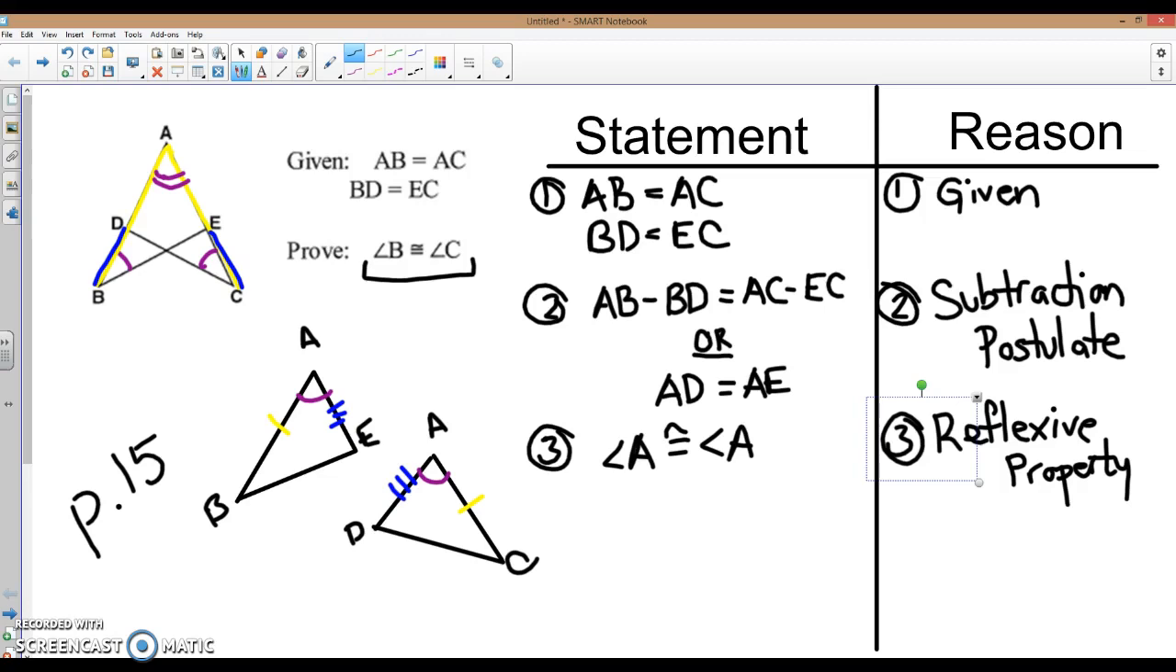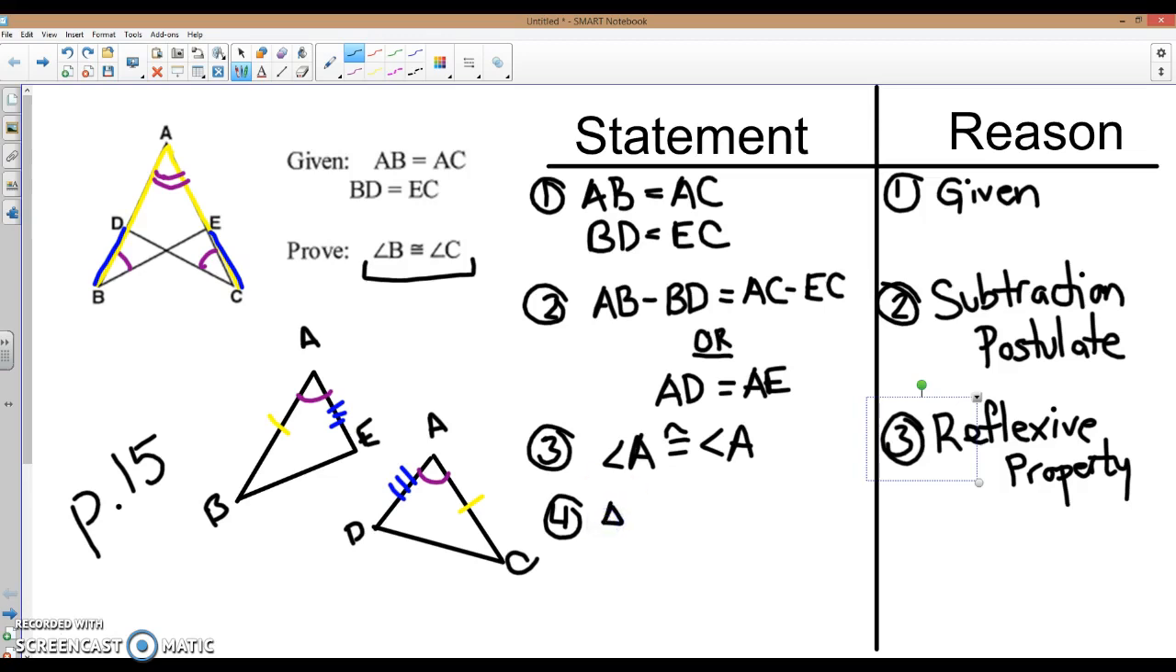So, we're getting close to the end. Our next step, if we take a look at these two triangles, we have to ask ourselves, do we have enough information to prove that these two triangles are congruent? Now, if we take a look at these triangles, I'm going to start with the yellow. I notice that I have a side, I have an included angle, and then I have another side. So I can now state that these triangles are congruent.